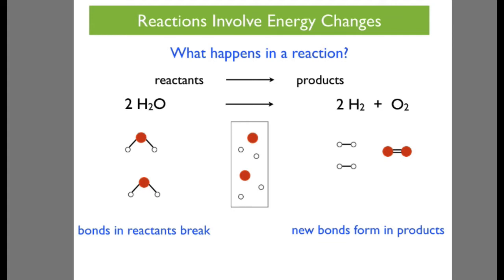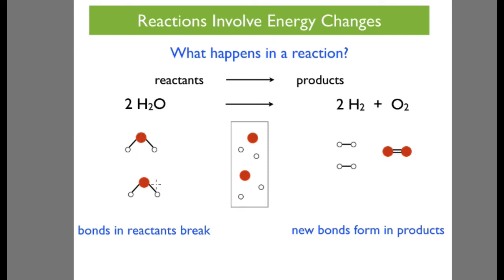So, what happens in a reaction? Well, first of all, we know that we have a reactant converting into a product. And we've got this example here. We've got water being converted into hydrogen gas and oxygen gas. And here we have a pictorial representation of it. The red circle is oxygen. The two little white circles are hydrogen. And you can see there's a bond between hydrogen and oxygen.